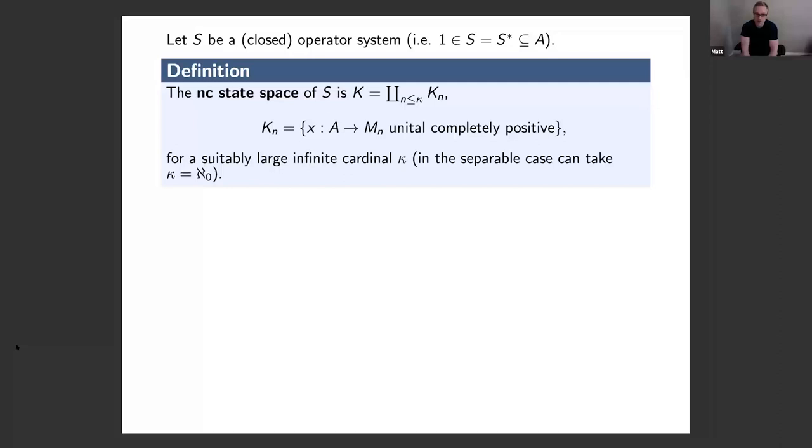I want, though, to consider not just finite dimensional n, I want to actually consider infinite cardinals. This is essential. And so when n is equal to infinity, I really want to think of Mn as the set of bounded operators on a Hilbert space of dimension n. It's convenient, though, to write Mn.